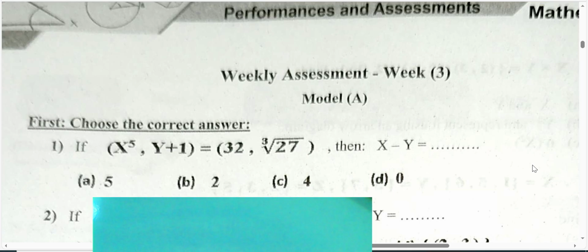Prep 2. Today we'll explain from weekly assessments. Number 3 from performance C and assessments box. Model letter A. First question shows the correct answer.